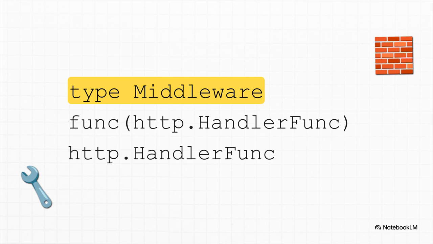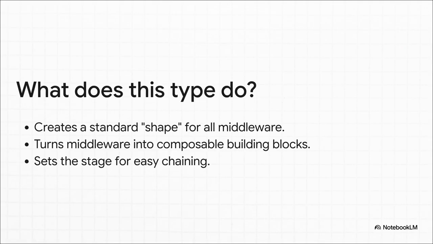We're just creating a new type, we're calling it Middleware, and it's an alias for the exact signature of a middleware function. It's a function that takes a handler and spits back out a handler. Okay, so what's the big deal? Why does this matter? Well, first off, it standardizes the whole shebang. Every piece of middleware we write from now on is going to have the exact same shape. And that means we can start treating them like Lego bricks. They're all interchangeable, they all fit together, and most importantly, they're composable. This sets the stage for a way cleaner setup.